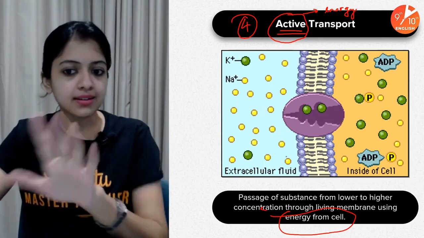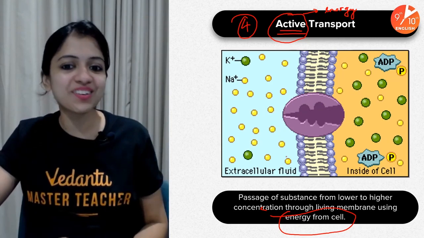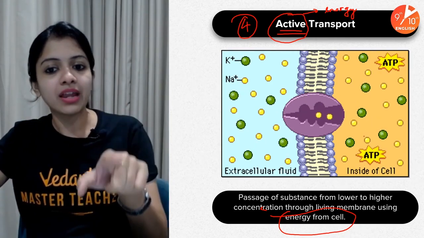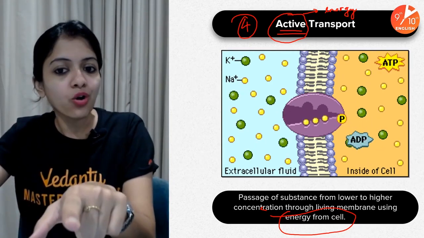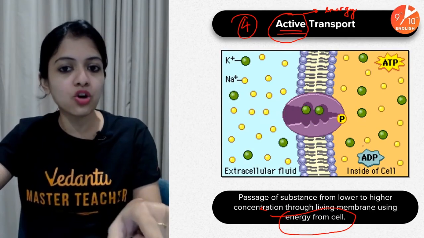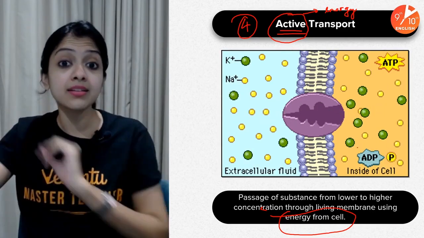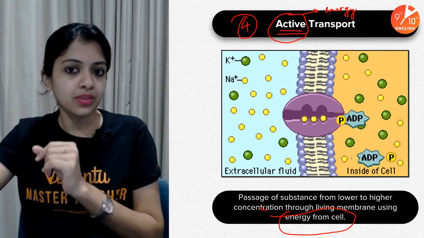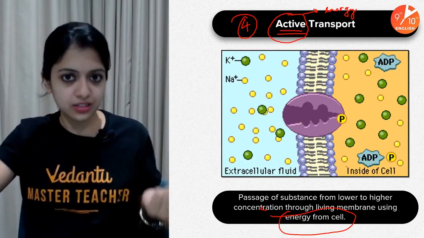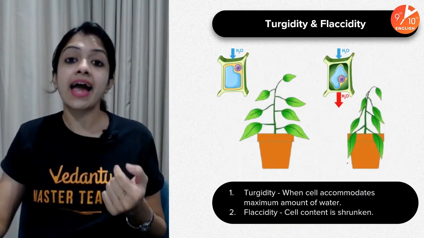Okay, so I think this simple animation here also makes it very clear to you. From wherever those tiny green molecules are lower in concentration, from there to where they are in higher concentration, it's moving, but at the cost of energy. All right, so that is active transport.